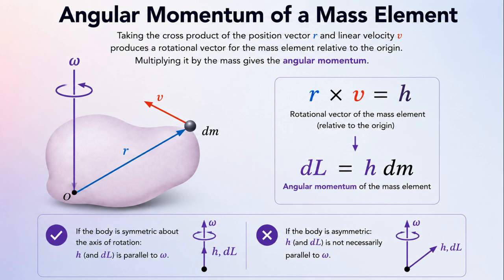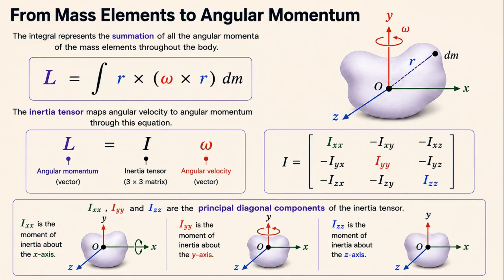When the body is symmetric, this vector is parallel to the axis of rotation. Otherwise, it is not necessarily so. The integral represents the summation of all the angular momenta of the mass elements throughout the body. The inertia tensor maps angular velocity to angular momentum through this equation.